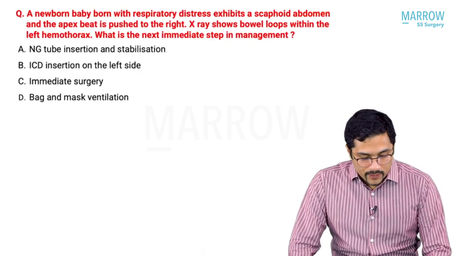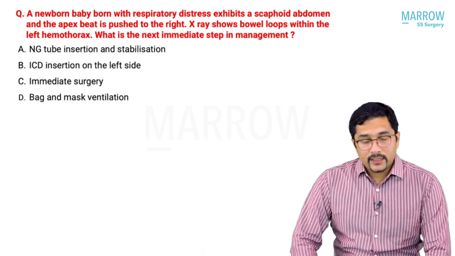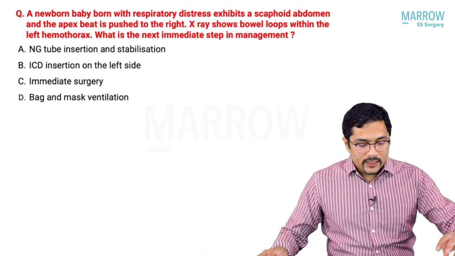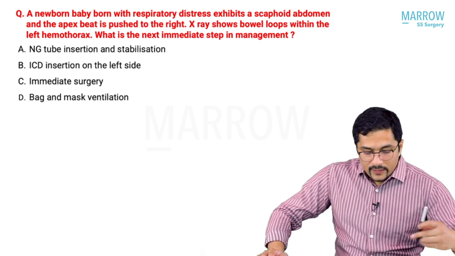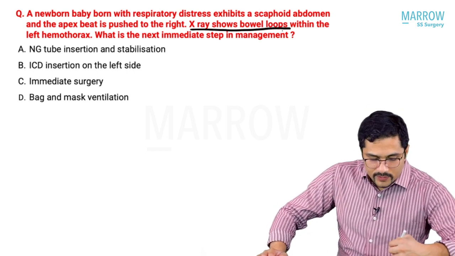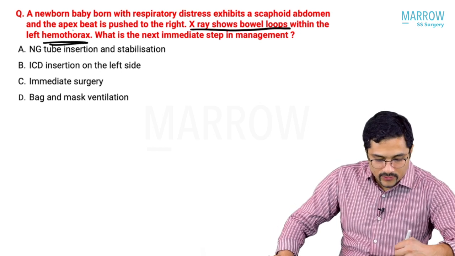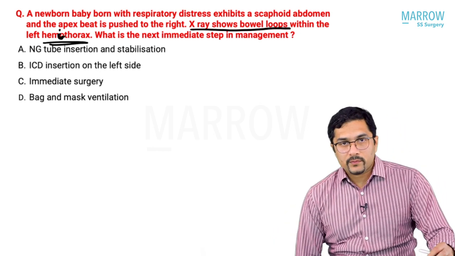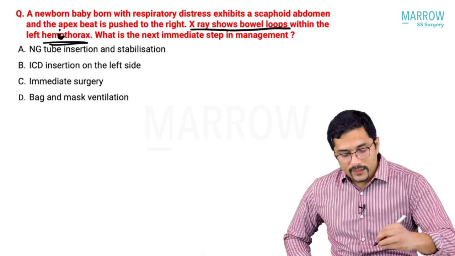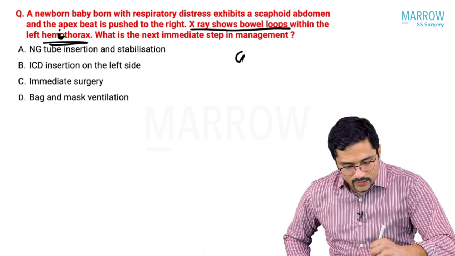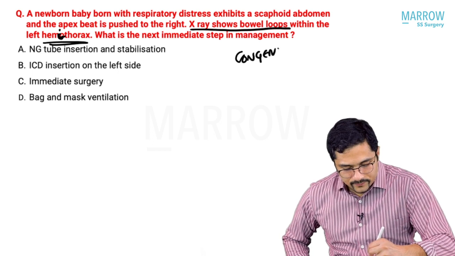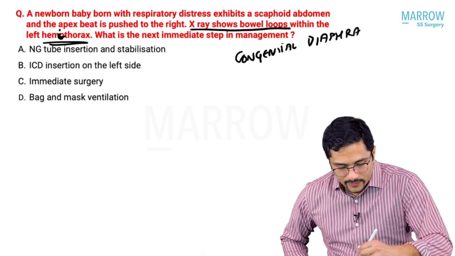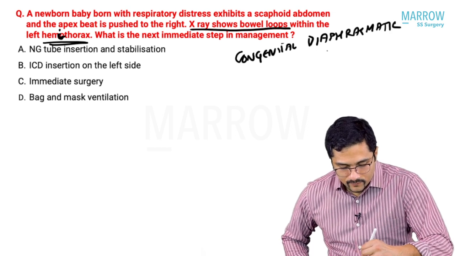A newborn baby with respiratory distress is born with a scaphoid abdomen and the apex beat is pushed to the right. X-ray shows bowel loops within the left hemithorax. What is the next best management? So, this is typically a case of congenital diaphragmatic hernia.